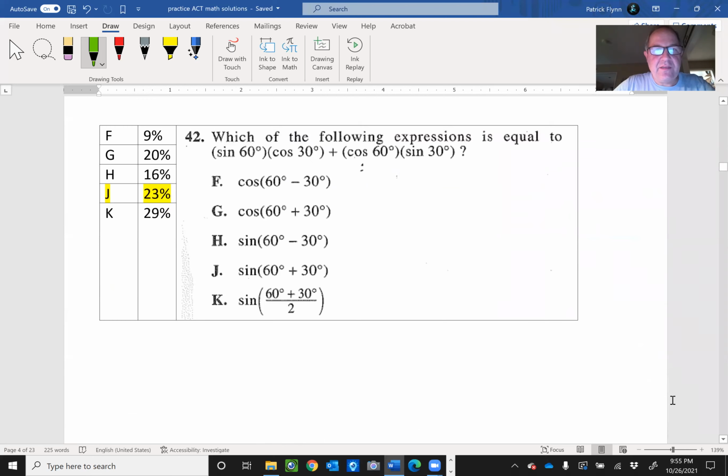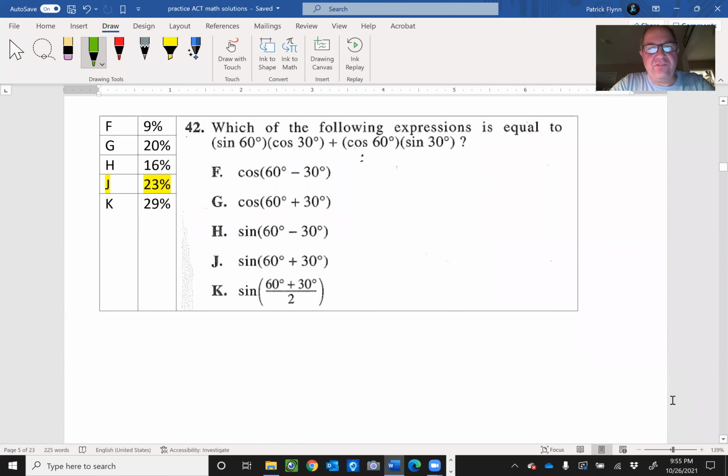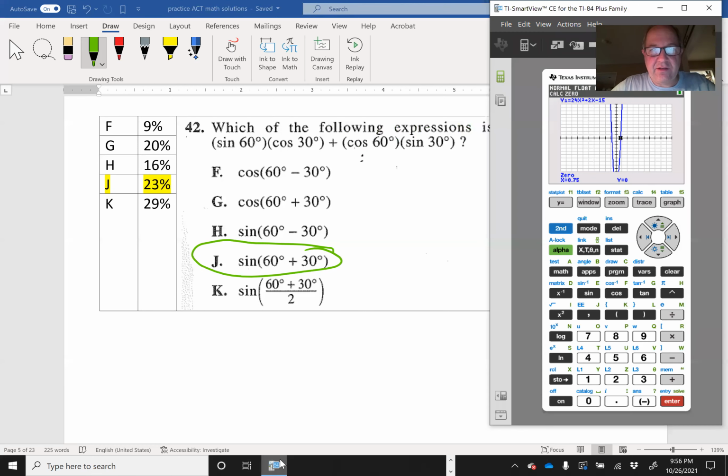Okay, question number 42. Which of the following expressions is equal to this? If you take pre-calculus, I mean, the answer is this. It says there's a really nice, no, it's J, sorry. There's a really nice, it's called sum and difference properties, but many people don't know that, right? Like, I'm not in pre-calculus. How would I do this? Well, what you would do is you would go ahead and just type it into your calculator.